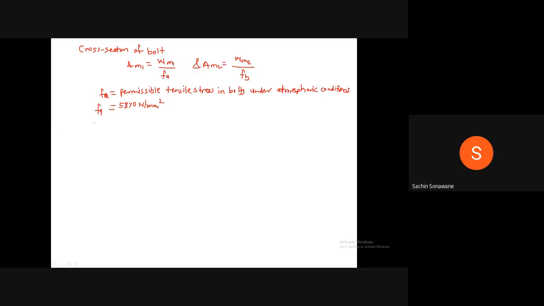Fb is the permissible tensile stress in bolts under operating conditions, which is equal to 545 Newton per mm square.